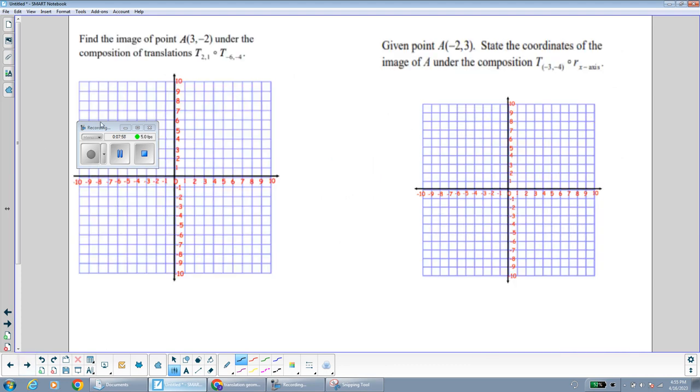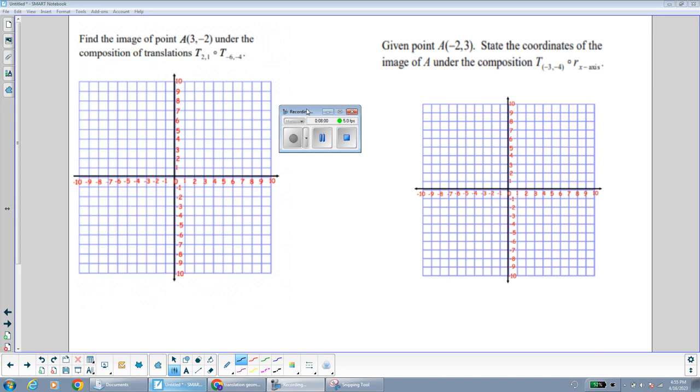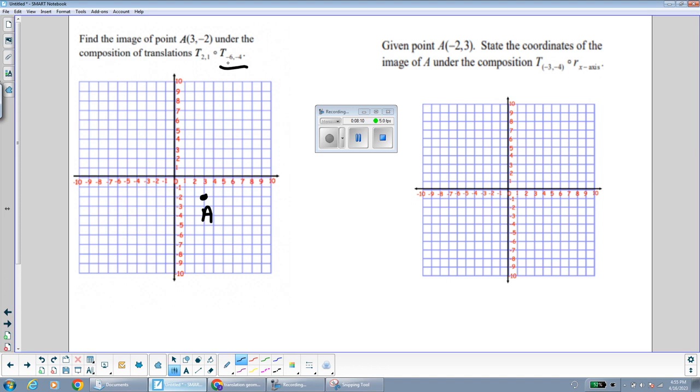Okay, let's move on over here. So here we have the point 3, -2, and that's point A. And it says first, we're doing a translation, 6 to the left and 4 down. So 1, 2, 3, 4, 5, 6. 1, 2, 3, 4. And then it says we are doing another translation, 2 to the right and 1 up.